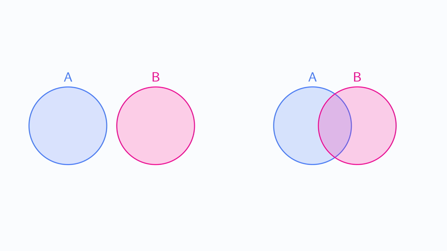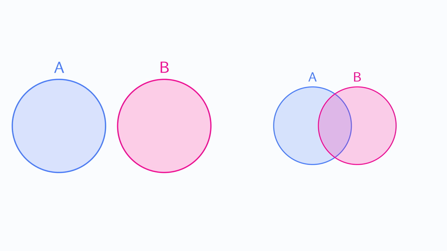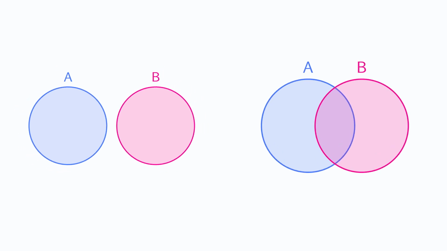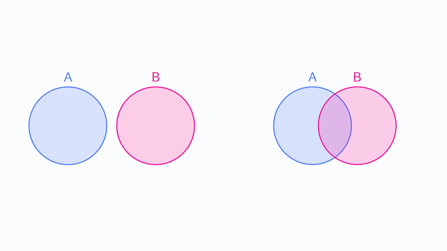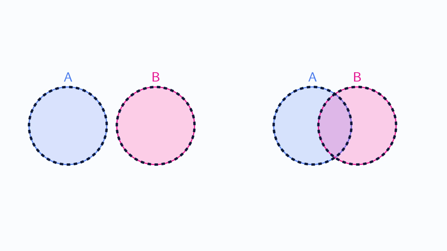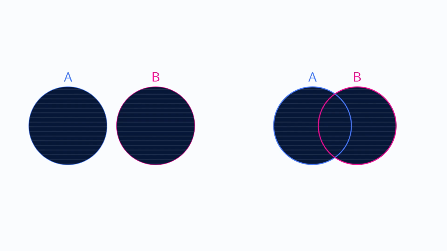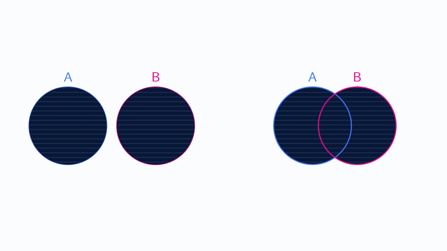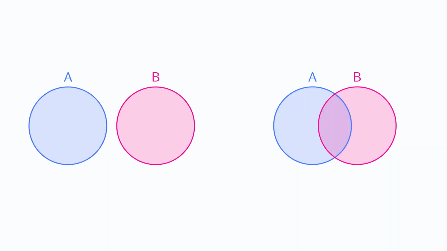A Venn diagram representing the sets A and B will either look like the one on the left or the one on the right. Each of the two circles represents one set, and the elements of the sets are located inside the circles. The only difference between these two Venn diagrams is whether the two circles overlap or not.